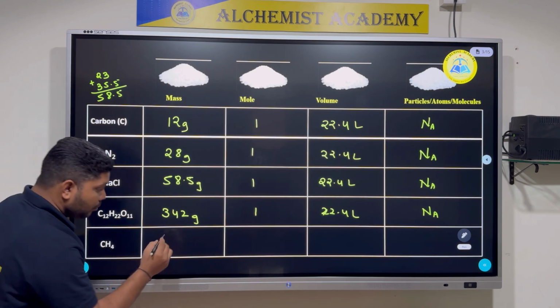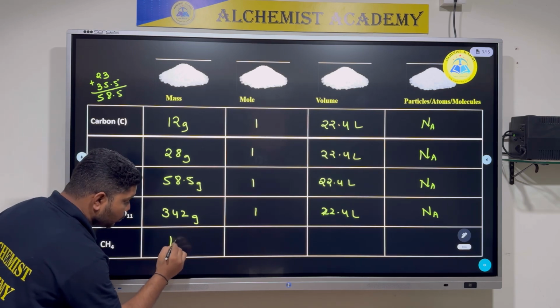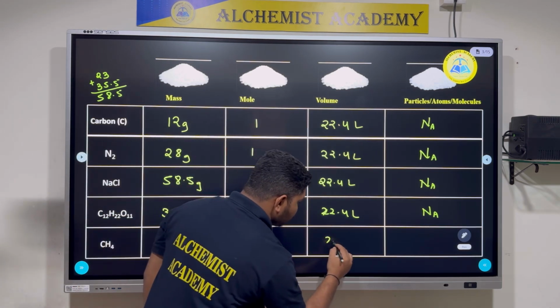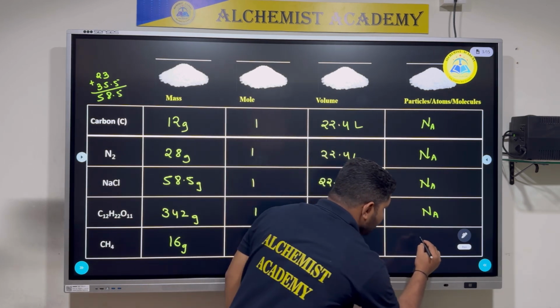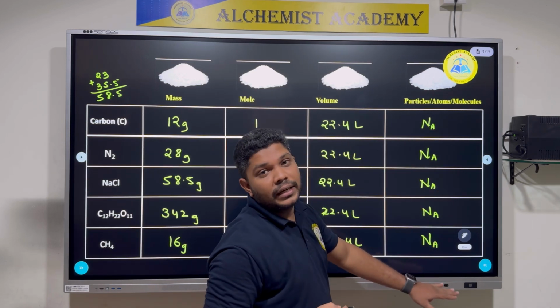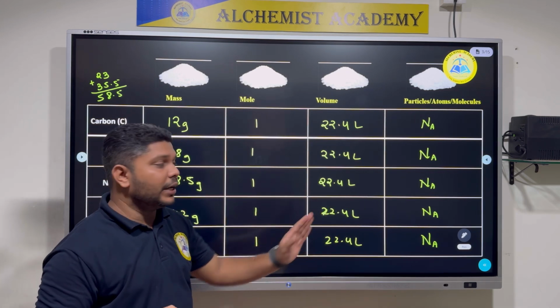Again CH4 methane will be carbon is 12, hydrogens are 4. Total comes to 16 grams. This is 1 mole, volume is 22.4 liters and the atoms or particles come to again Na. So Na means it is 6.022 into 10 raised to 23. That is called the Avogadro's number.